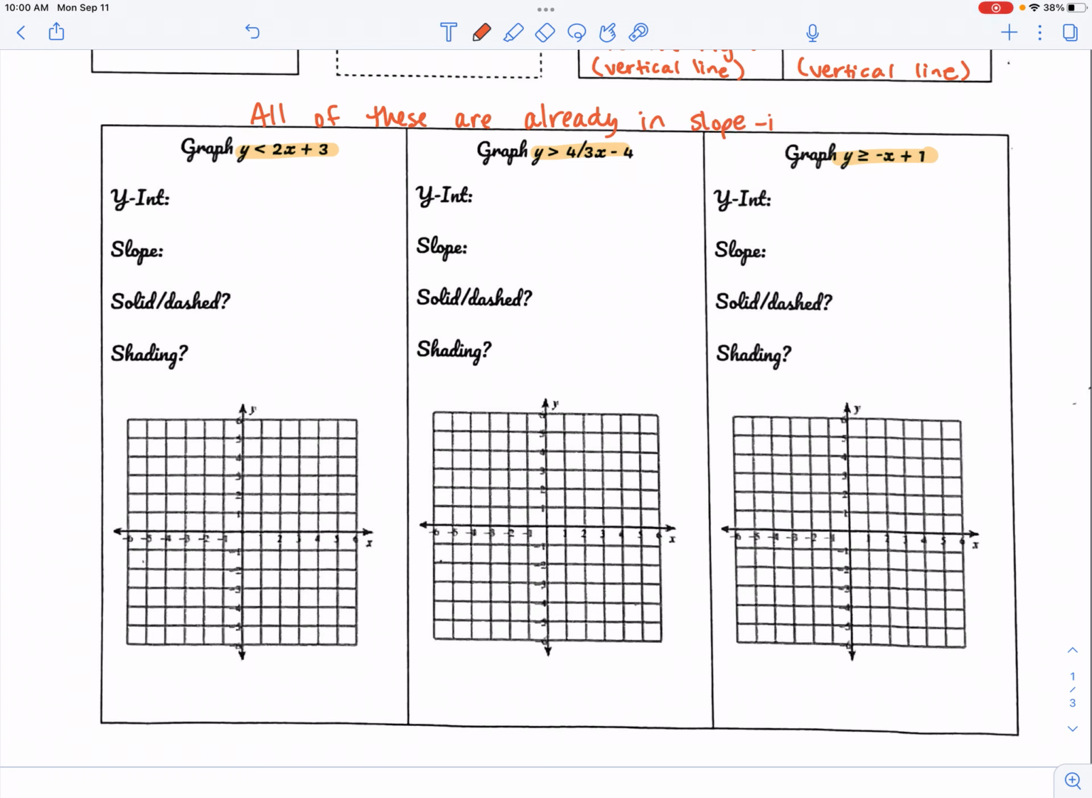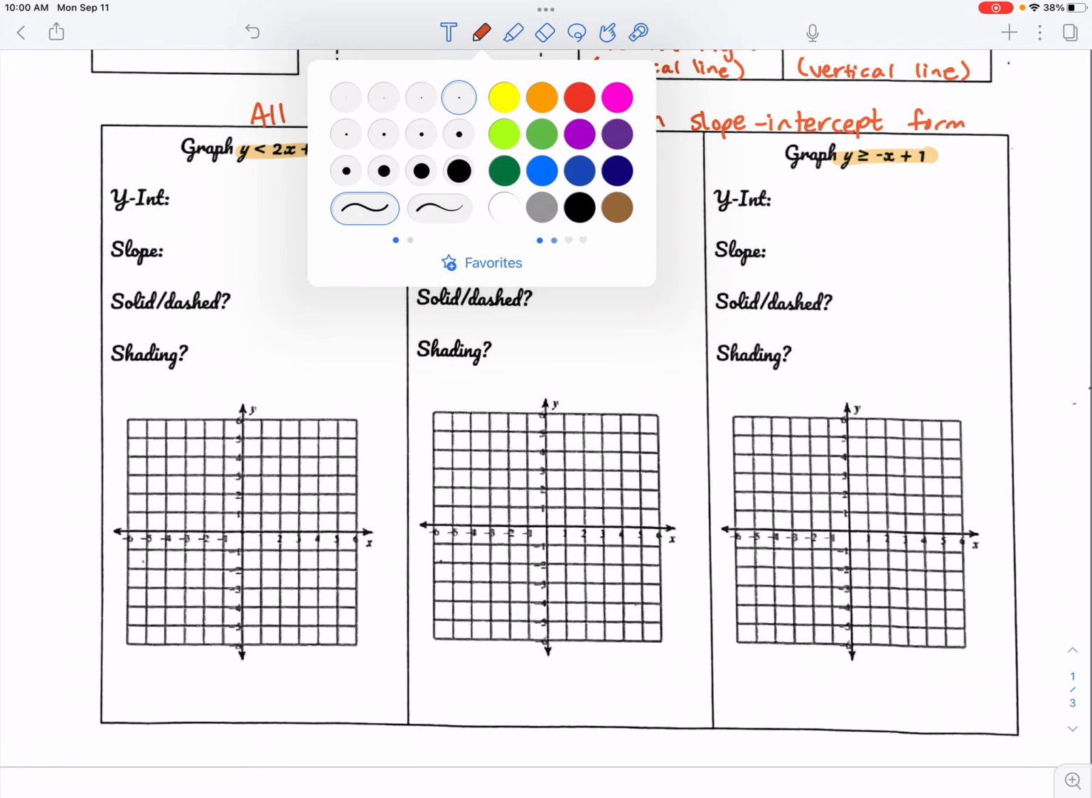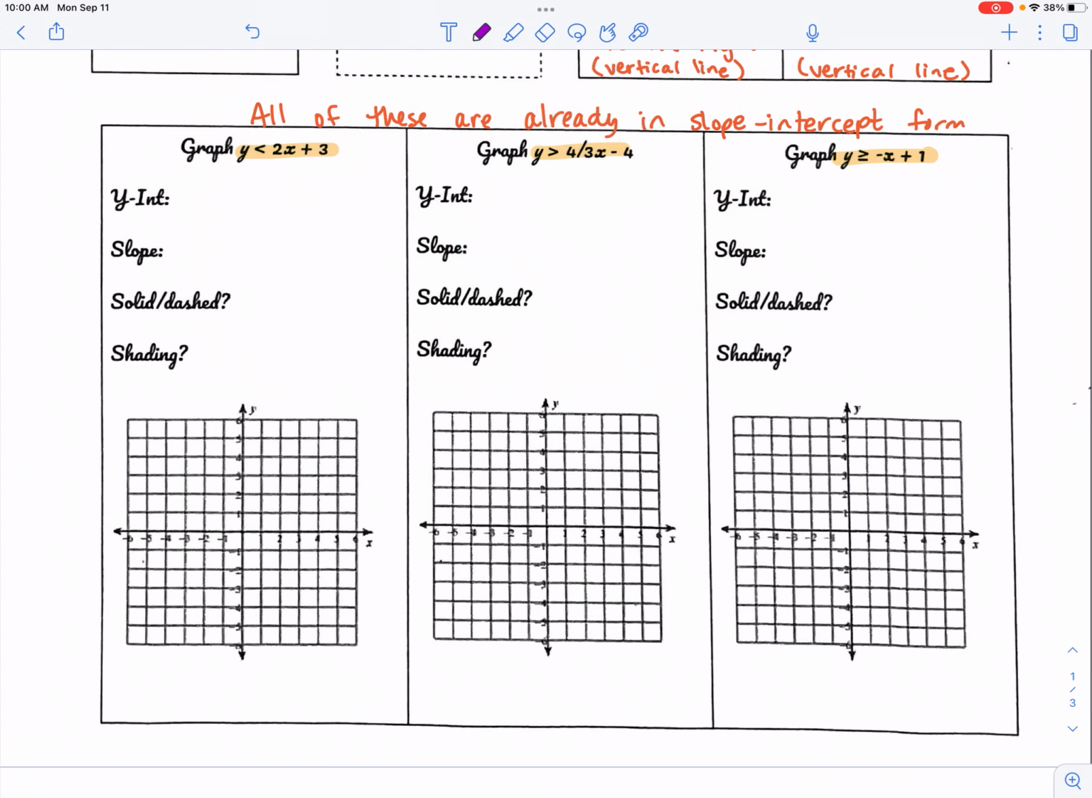So we don't have to worry about solving for y here. We're already at y equals mx plus b. I can identify my slope and my y-intercept right away. So my y-intercept is that plus 3, that b. My slope is just the 2.